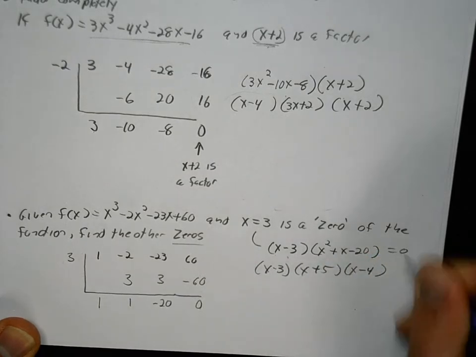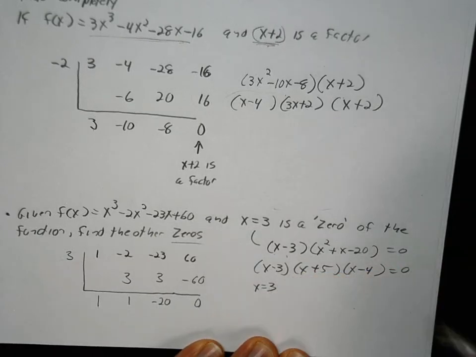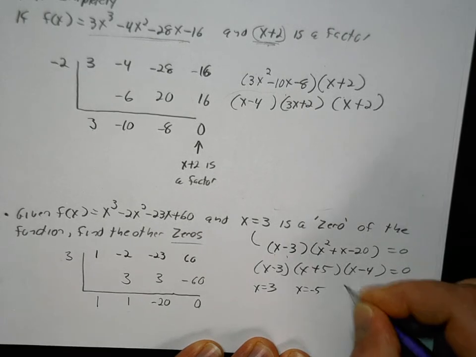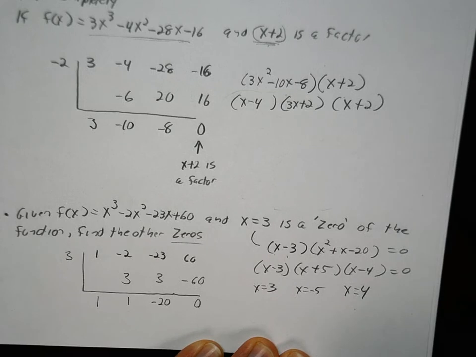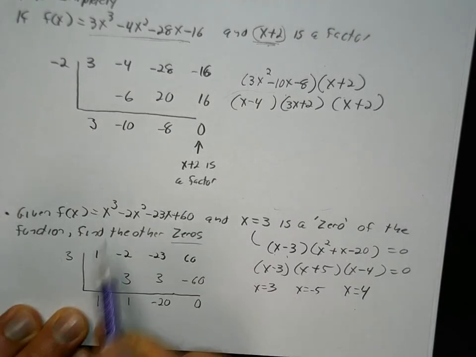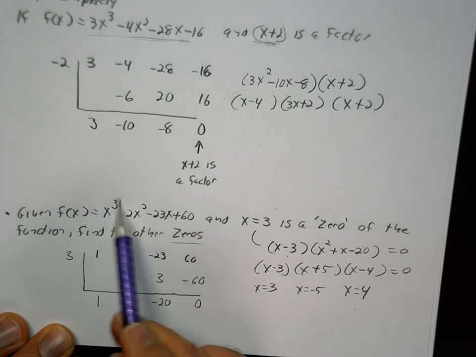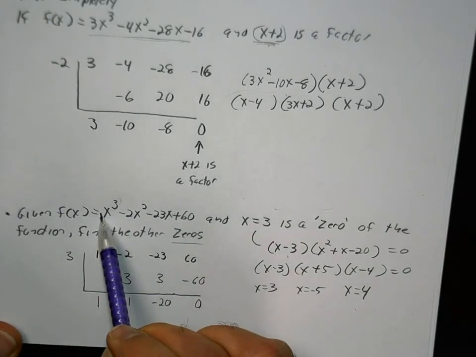So what are the other zeros? We knew x equals 3 was a 0, x equals negative 5 is a 0, and x equals positive 4 is the other 0. Okay? So this graph, that would tell us something about this graph. That tells us that it's a cubic. So it's an odd degree with a positive coefficient.